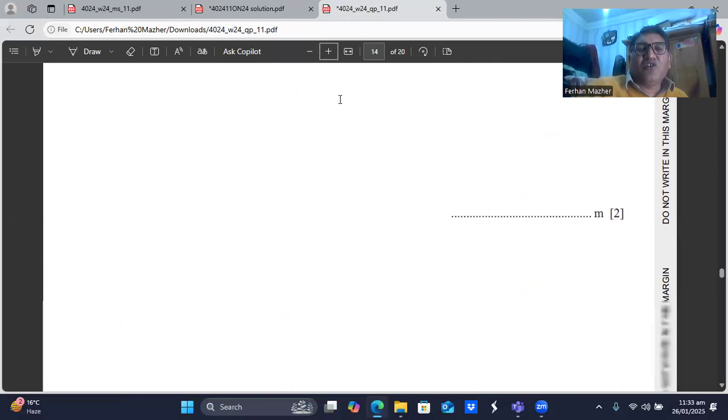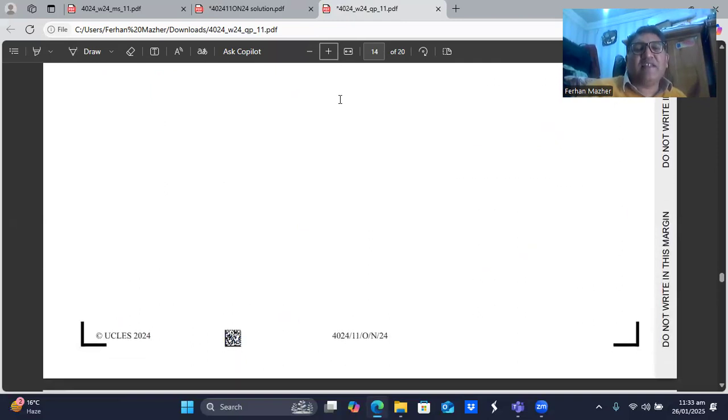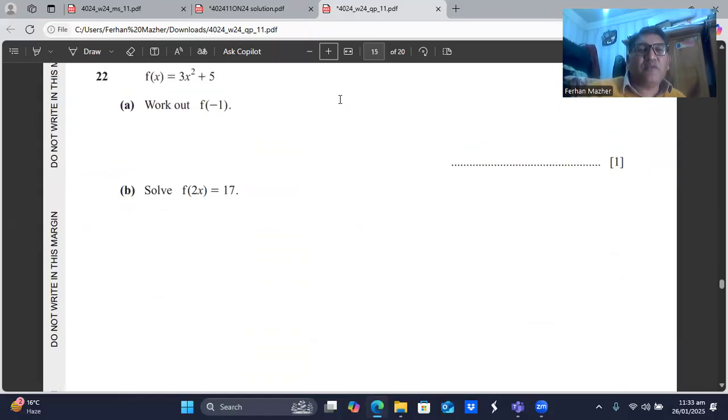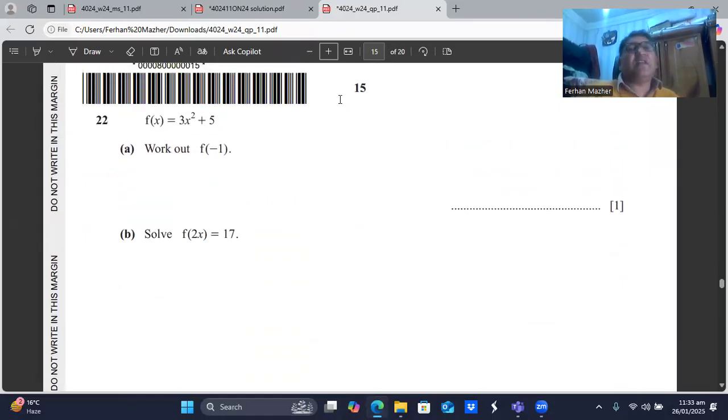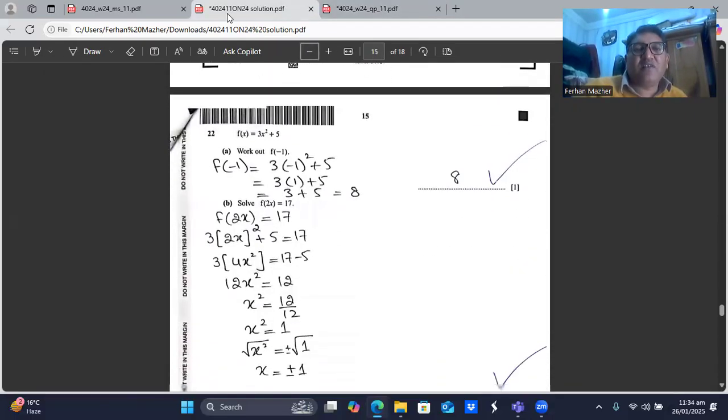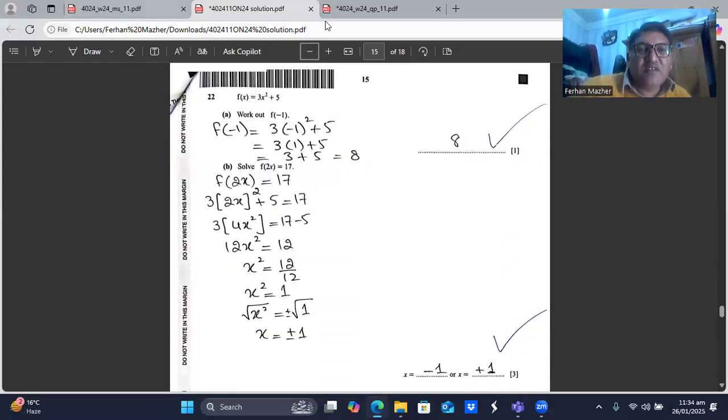Okay, so let's go to the next question. The next question coming up on your screen is question number 22. Here we have a function given: f of x equals 3x squared plus 5. Work out f of minus 1. In that function, wherever there is an x, you have to substitute it with minus 1 and check what the answer is. So it's a very simple, straightforward question on functions.